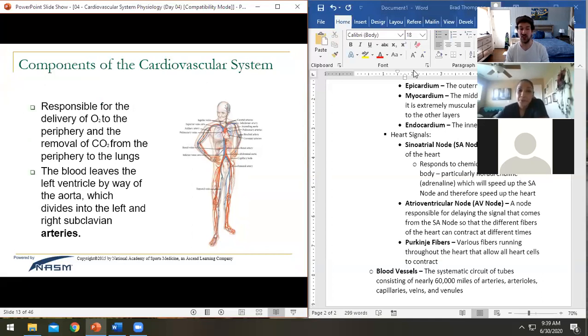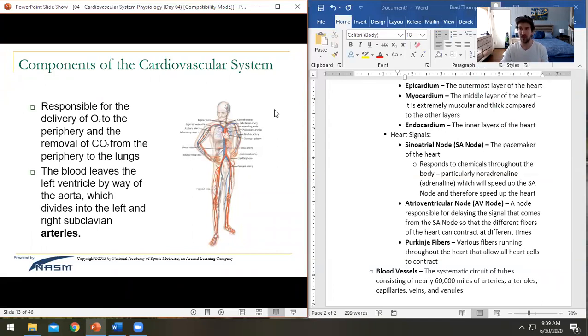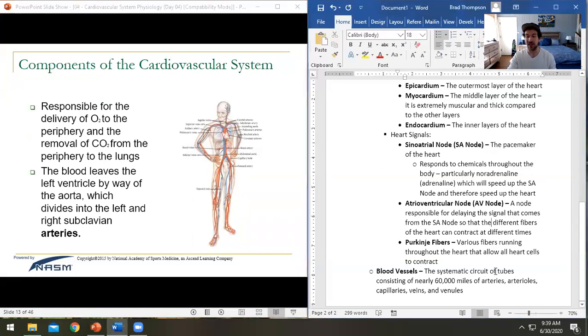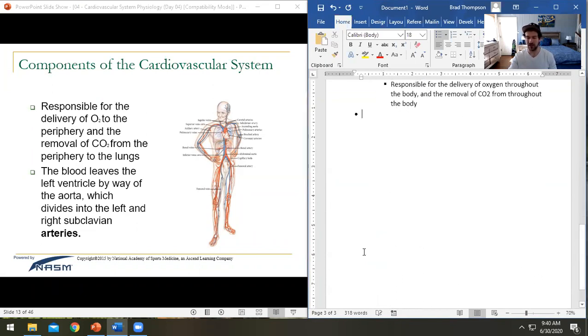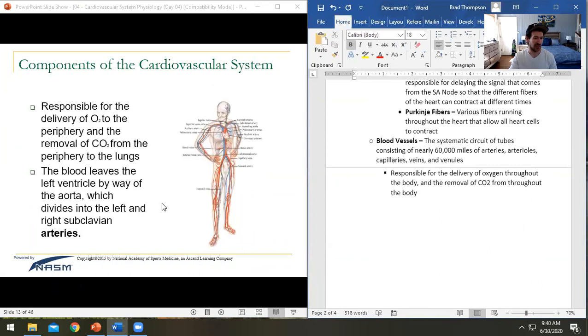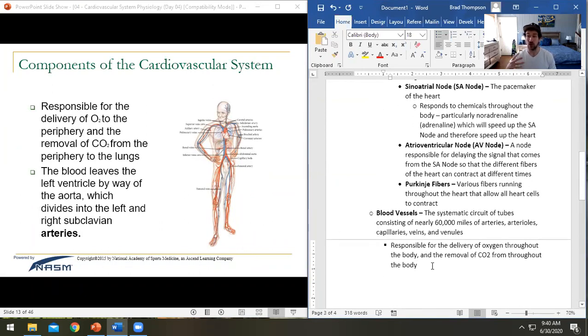So these tubes are responsible for the delivery of oxygen throughout your body, right? We're really great at gathering oxygen in our lungs, but we've got to be able to get that stuff throughout our entire body. And so that's your blood vessels' main job, to deliver all of that oxygen, but also to provide a means for the removal of waste to travel as well. So your blood vessels are responsible for the delivery of oxygen throughout the body and the removal of CO2 from throughout the body, right? So both, that's what your blood vessels allow your body to do. It gives you a ton of vessels for all of these materials to travel.